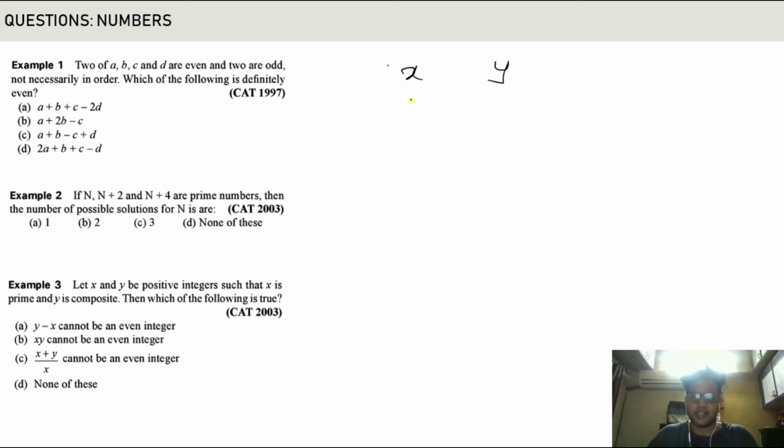So let's assume x as 2 and y as 4. We can assume anything since 2 is a prime number and 4 is a composite number. So option A says that y minus x cannot be an even integer. So let's do y minus x, which is 2. I am getting an even number, hence option A is wrong. B says that x into y cannot be an even integer. So 2 into 4 is 8. I am again getting an even number, hence option B is wrong.